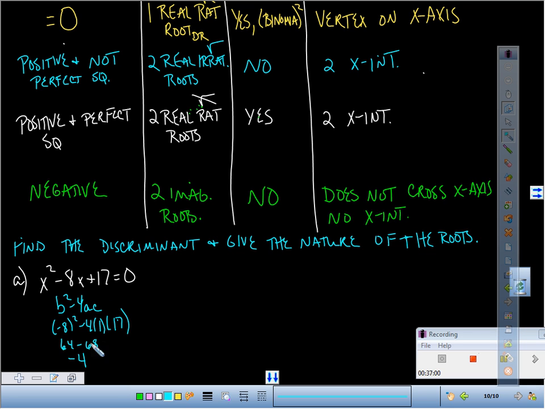Okay, so y'all get the discriminant to be -4, so tell me about your roots. Two imaginary. Is it going to factor? No. When you graph it, can you check your roots on your calculator? No, because it's not going to cross the x-axis, people. Okay? All right, let's do another one. B, x squared minus 8x plus 16 equals 0. Tell me what the discriminant is. Tell me about those roots.